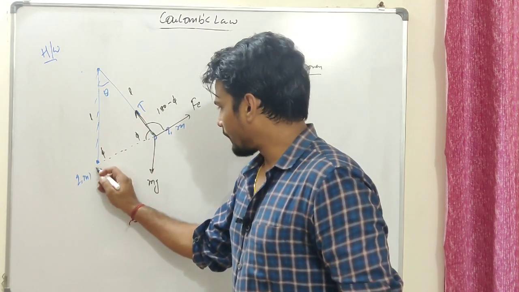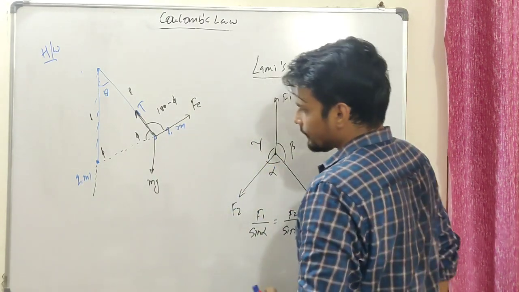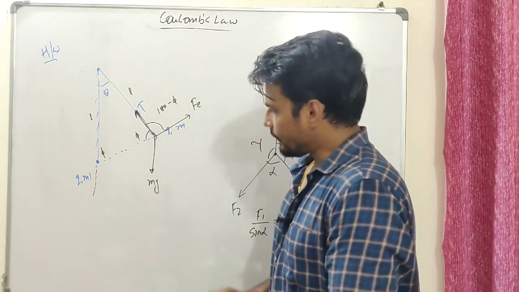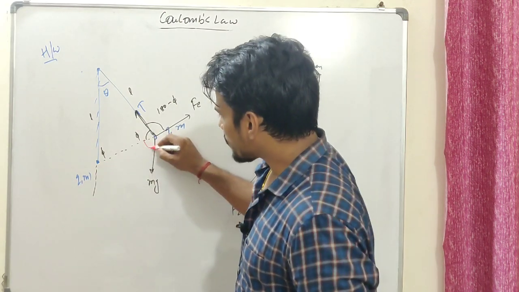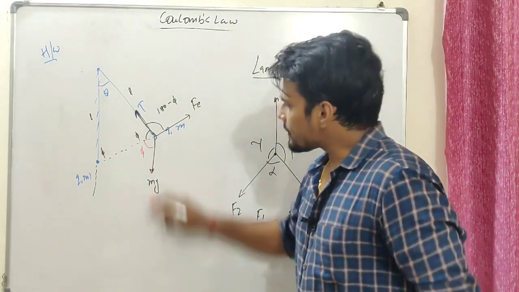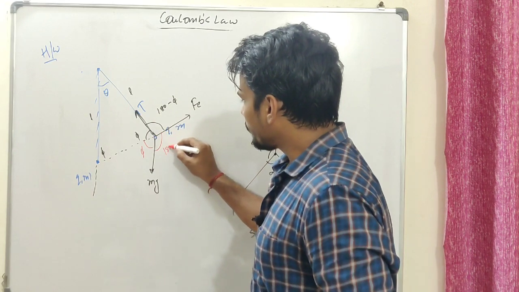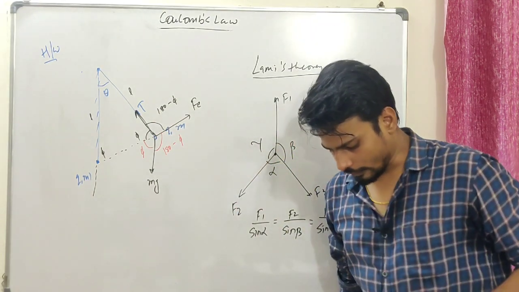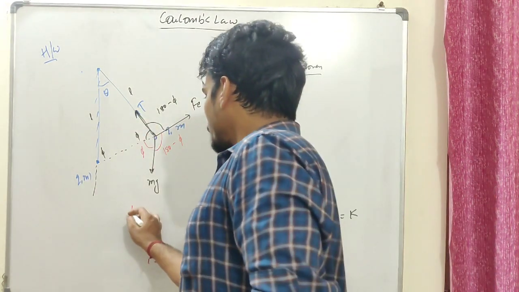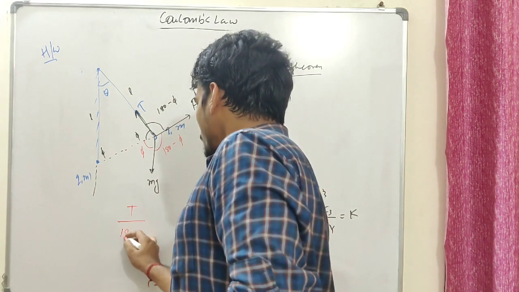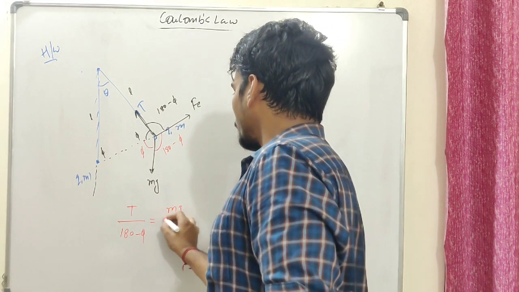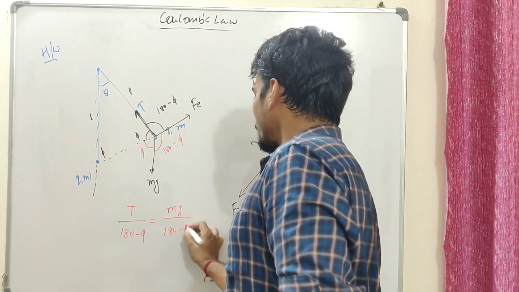There are different ways of finding it. I can see that these two are parallel to each other, because this is always vertically downward. So if this is phi, even this is going to be phi, an alternate angle. Agree? So if it is phi, this angle should be 180 minus phi. I think we are done with this; we have what is essential to solve this question. So can I just write tension over sine of 180 minus phi equals mg over sine of 180 minus phi.